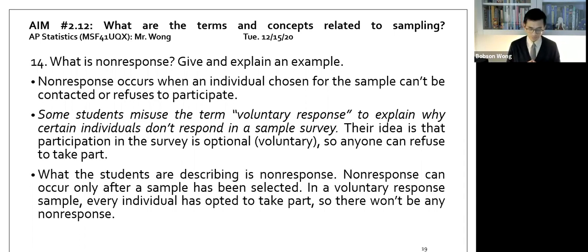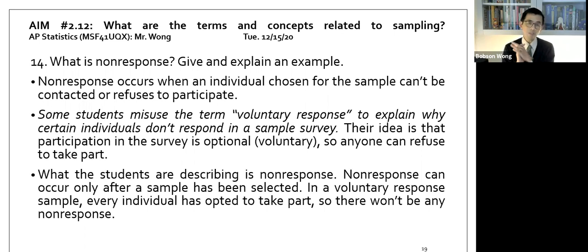Non-response means that you have been chosen, but that you don't participate. Maybe you choose not to participate. Maybe you're not able to participate. That is not the same as a voluntary response sample. In a voluntary response sample, everyone has chosen to take part. So again, with the example of the internet poll, everyone chose to go to that website. So that is a voluntary response.